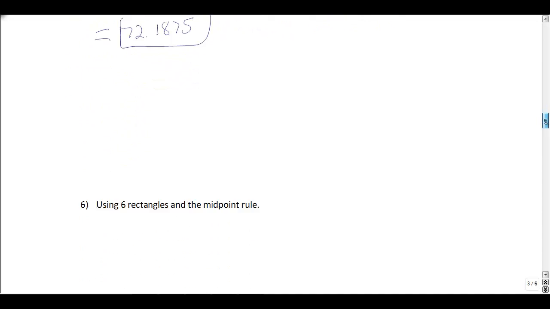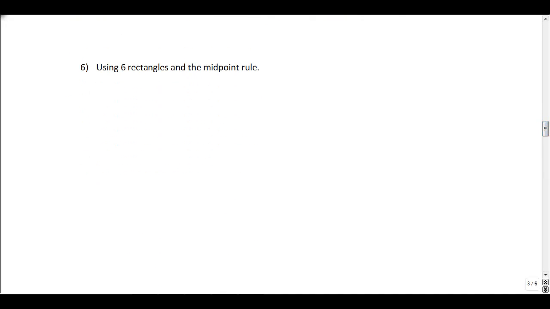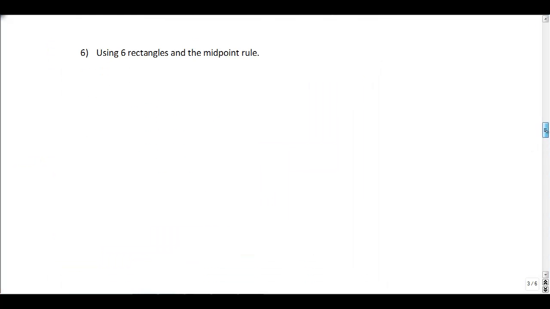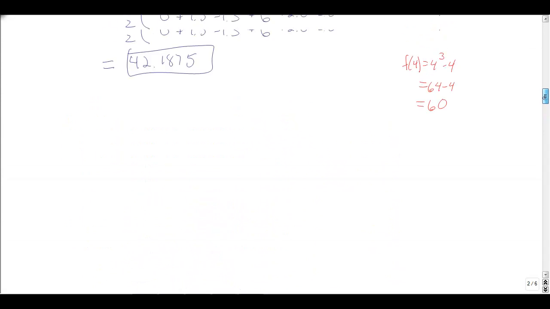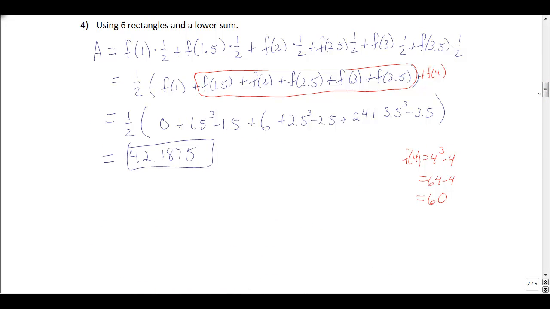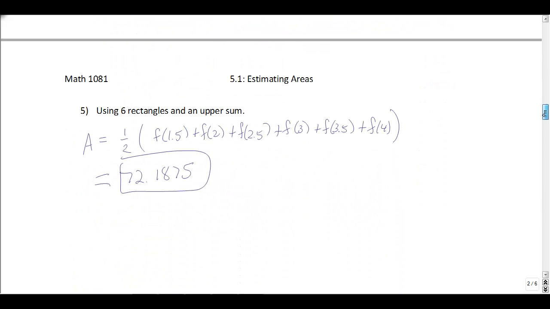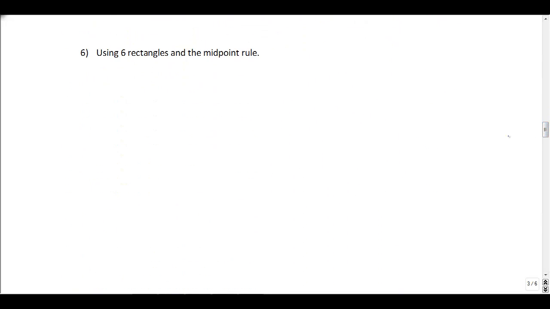Okay, next one we're going to use the midpoint rule. Now this should be getting better, because with our midpoint rule, maybe we should talk about where we are first. We know our actual area should be somewhere between 72.1875, which is big, an upper estimate, and the lower estimate, 42.1875. Still a pretty big range, 42 to 72, a range of like 30 here. So for the midpoint rule, we expect about halfway in between, like 57 or so, somewhere in there. It's probably not going to be exactly that.